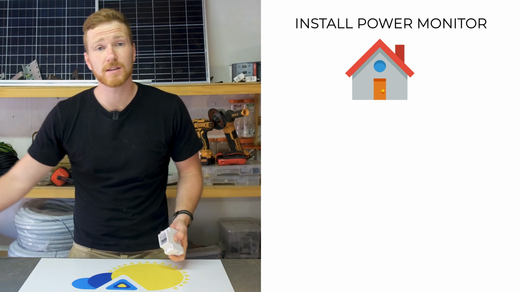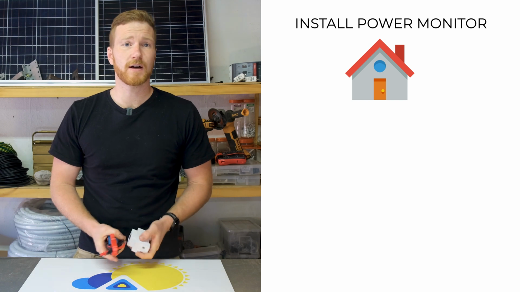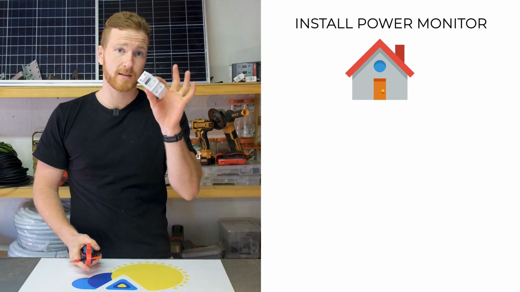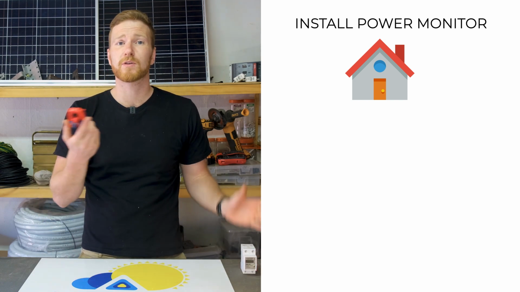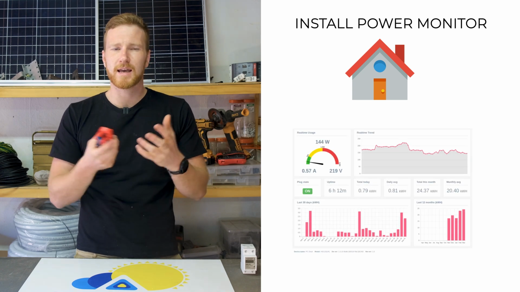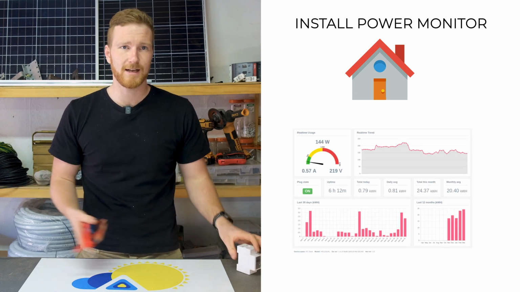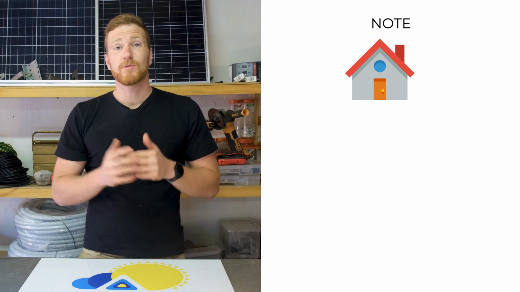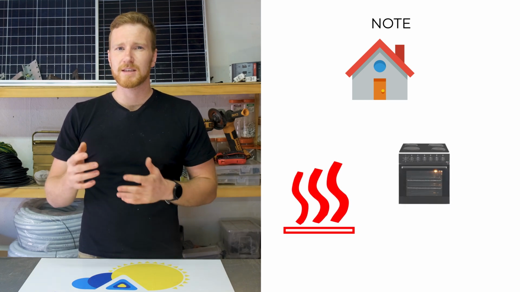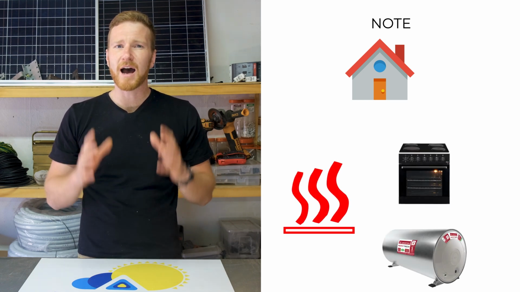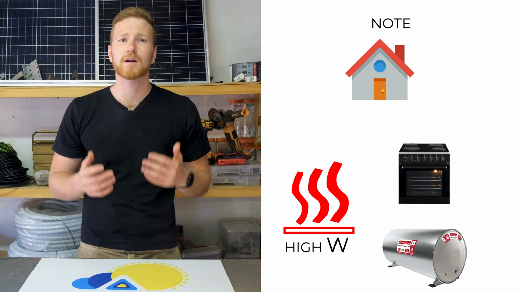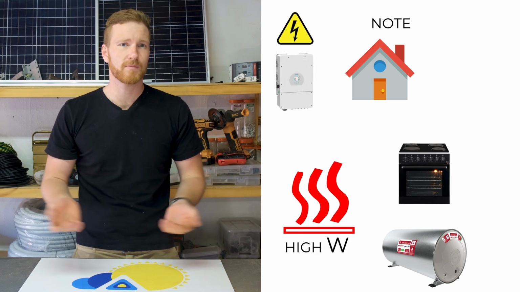I recommend first installing a power monitoring device such as an electrical meter like this or an AC clamp so you can accurately measure and understand the load profile that you are dealing with. Note that the appliances that use heating elements such as ovens, geysers, toasters, hairdryers have high wattages. If all of them are on at the same time, it most likely will trip the inverter.